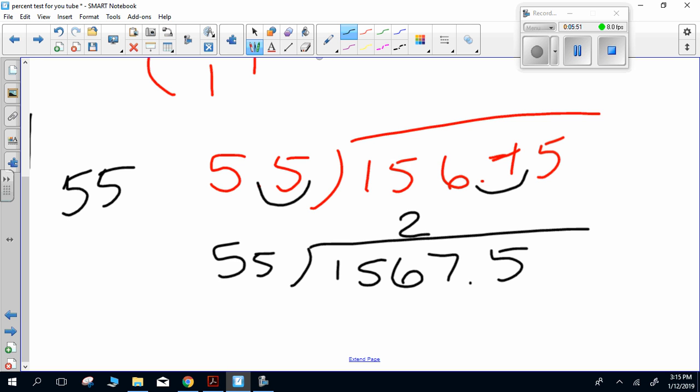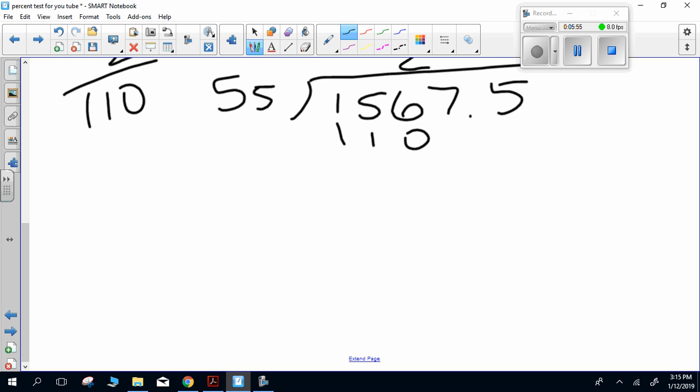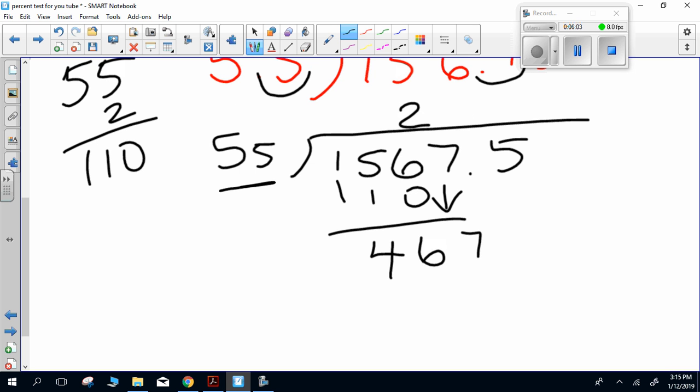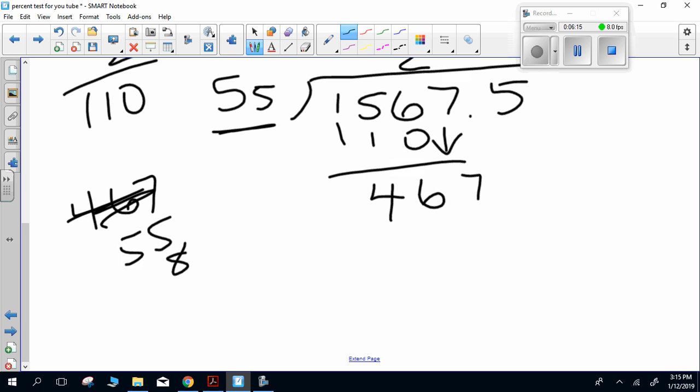55, let's try twice. 55 times 2 is 110. So 110. I subtract, and I get 46. Bring down my 7. So 5 goes into 45 about 9 times, but this is 55, so I'll try 8. So 55 times 8 is 440.